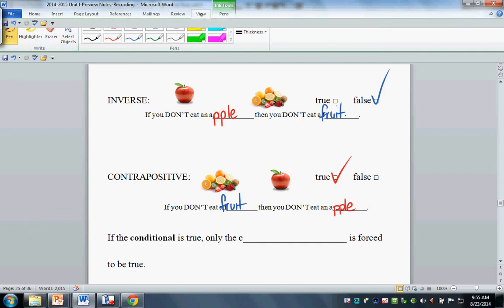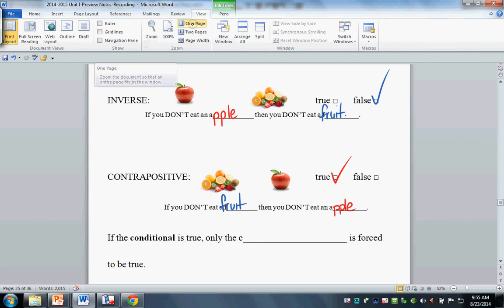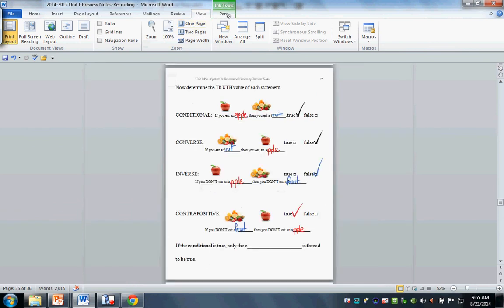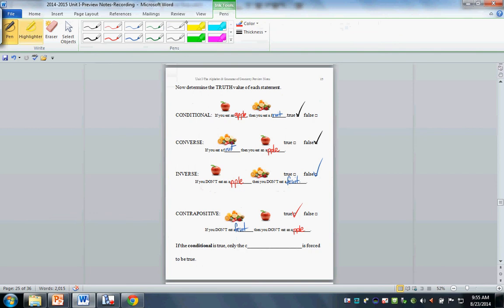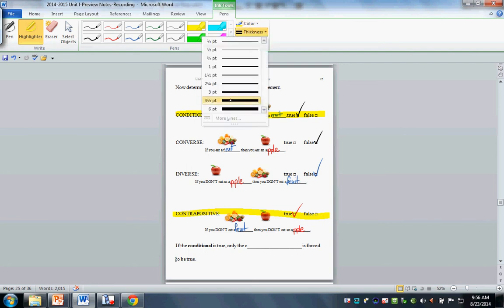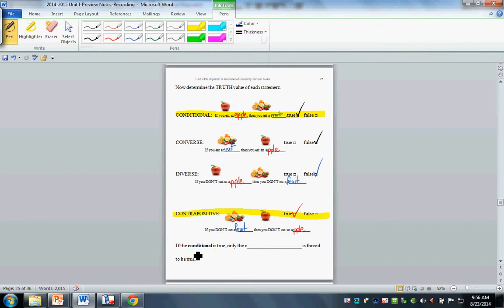So I want you to watch the pattern here. Very important. If the conditional is true, only the contrapositive is forced to be true. So if a conditional is true, only the contrapositive is forced to be true. There's only one exception to this statement. We will talk about it in class.